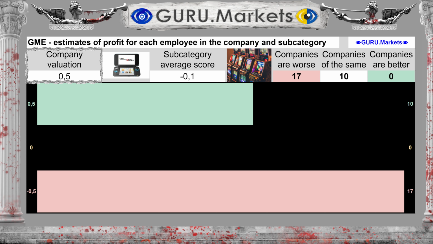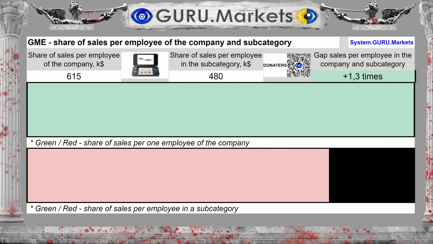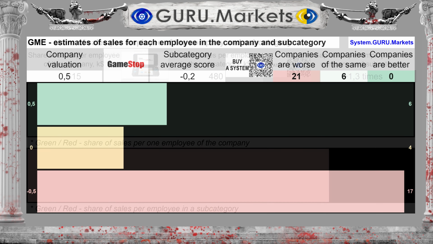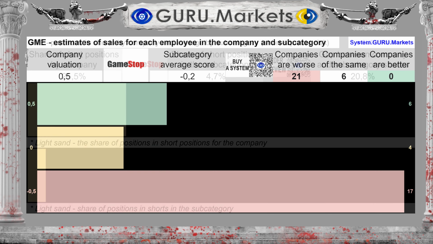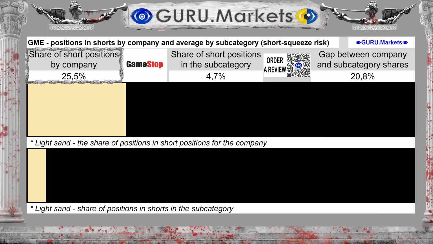Good, 0.5 points. The share of sales per individual employee of the company is $615,000. By subcategory, $480,000. The difference between the subcategory average and the company's performance is 28%. Estimation of revenue per individual employee in comparison with indicators in the subcategory: Good, 0.5 points. The volume of short transactions corresponds to 25.5%, with an average for the subcategory of 4.7%. This is an indicator of possible short squeeze risk.